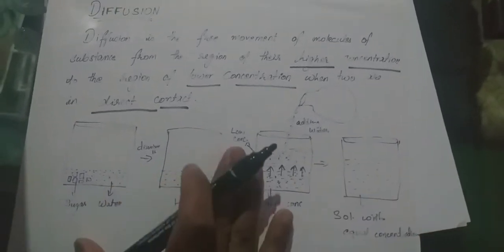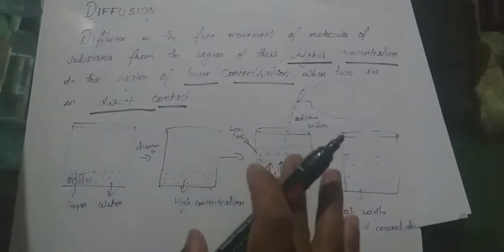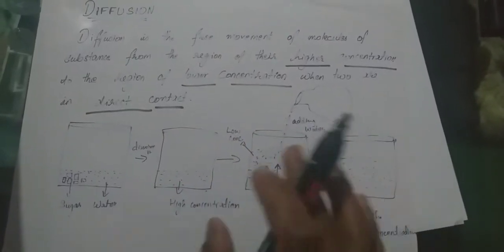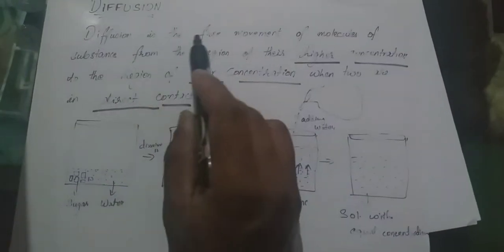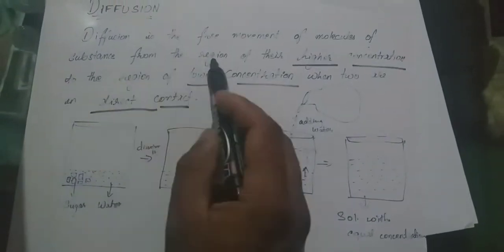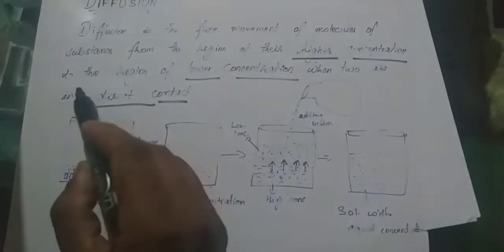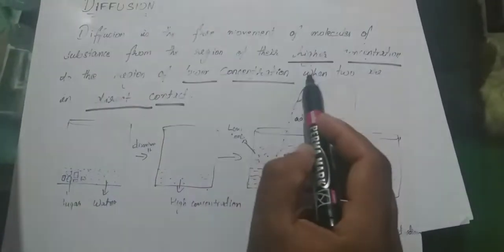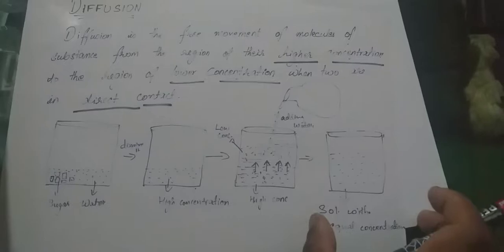So this is diffusion. So what is diffusion? Again, diffusion is the free movement, free, F-R-E-E, of molecules of a substance from the region of higher concentration to the region of lower concentration when the two are in direct contact.